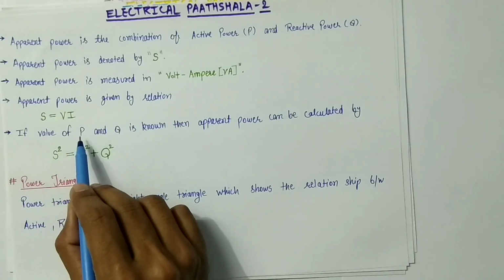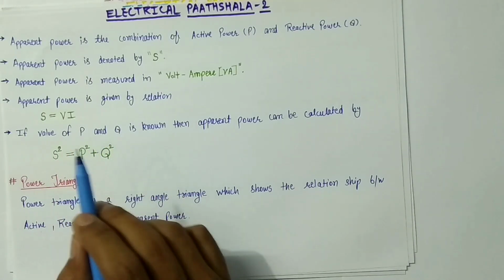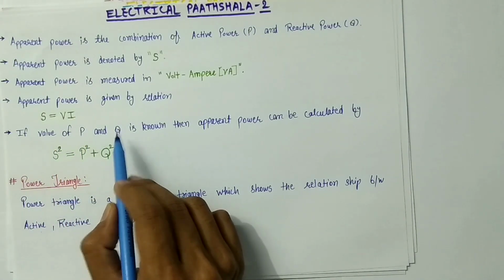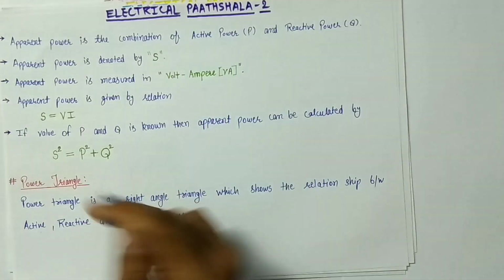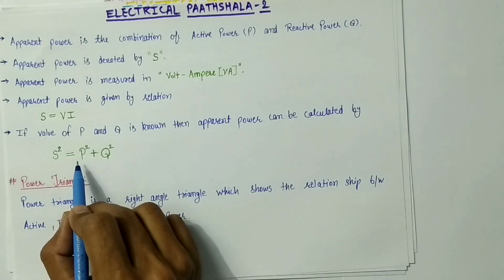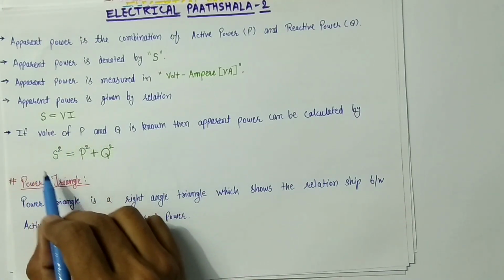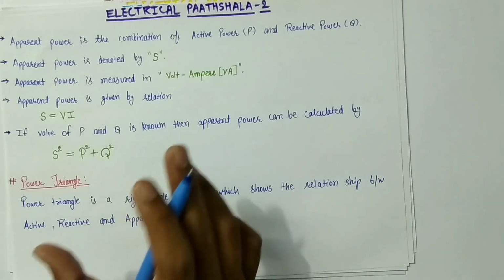Now if the values of P and Q are known, that is, if the values of active power and reactive power are given in the question, then we can calculate the value of apparent power by this relation: S square equals P square plus Q square. This relation comes from the power triangle. So what is the power triangle?